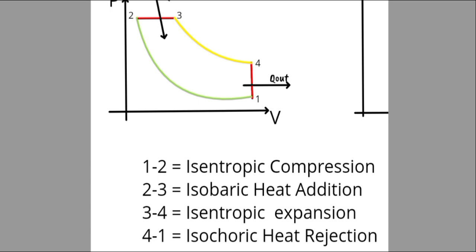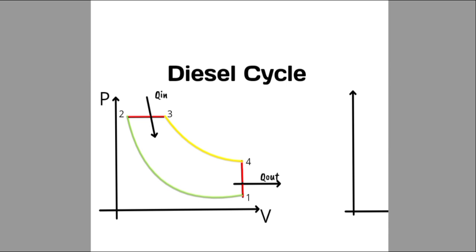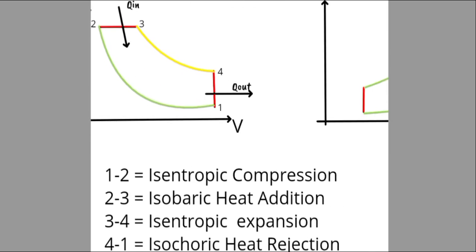Now from 2 to 3 is where our heat is being added, and the 2 to 3 here is known as the isobaric heat addition. Isobaric means that we have constant pressure, so we have constant pressure and there is heat addition. Then from 3 to 4 is our isentropic expansion. And we need to know that between 2 to 3 and 3 to 4, there is something called the compression ratio and the expansion ratio.